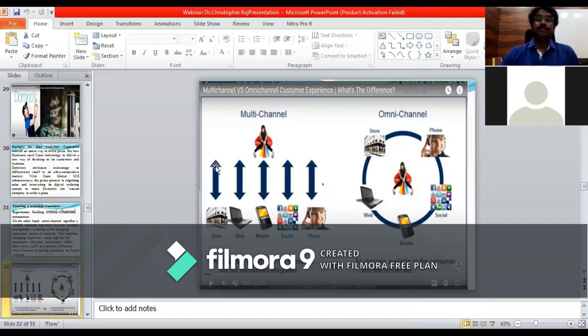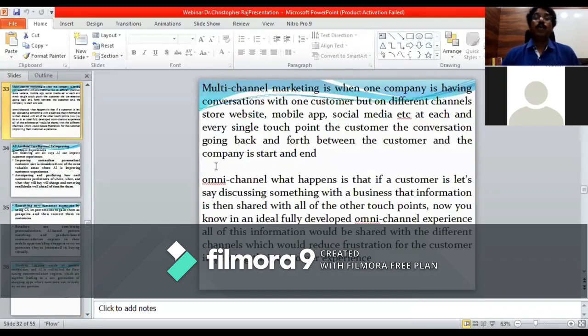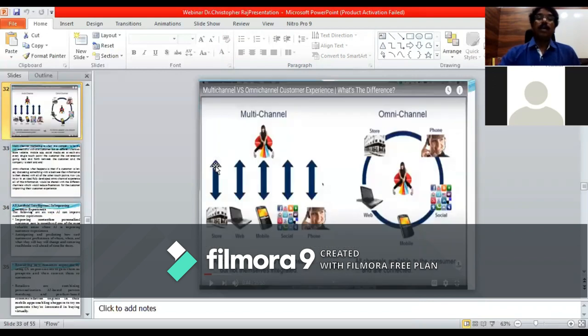So multi-channel marketing is when one company is having a conversation with one customer, but on different channels: stores, websites, mobile app, social media, etc. At each and every single touch point, the conversation goes back and forth between the consumer and the company. It starts and it ends. So as we see here, in the store the conversation ends at this point. When the consumer is at the website, the conversation ends here. And these are the touch points where the conversation ends.